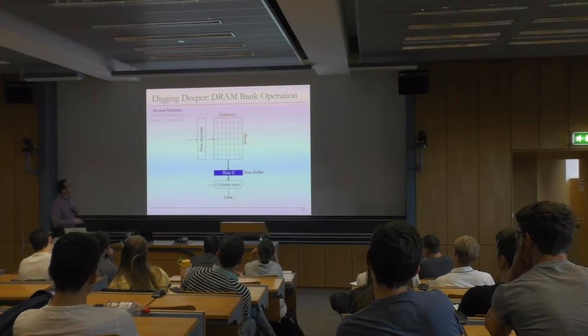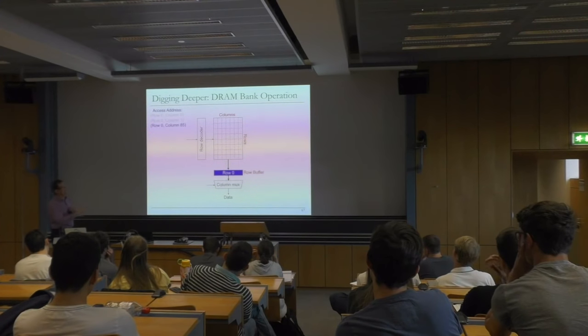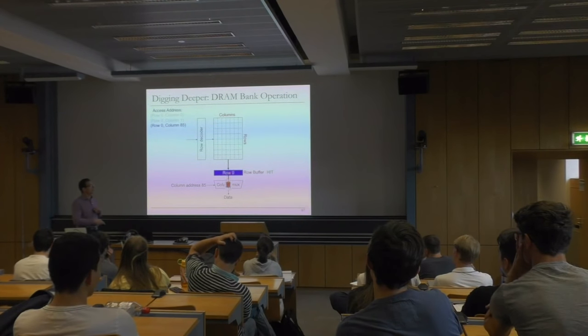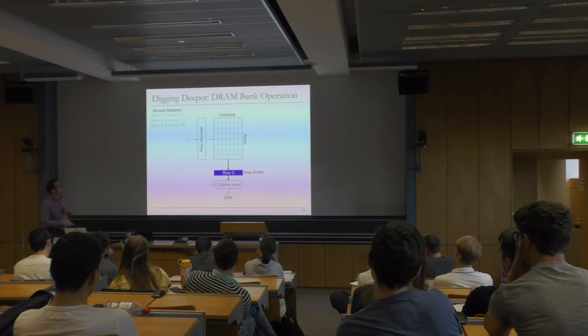Sounds good, right? Now let's take a look at the next address. The next address is to the same row, column 85. Now you know the drill. Basically, it's again a row buffer hit. The row is already in the row buffer in the bank. The memory controller sends a column address, and the DRAM chip sends out the appropriate column through the multiplexer. Now these two requests are much faster than this request. Now let's take a look at another request.